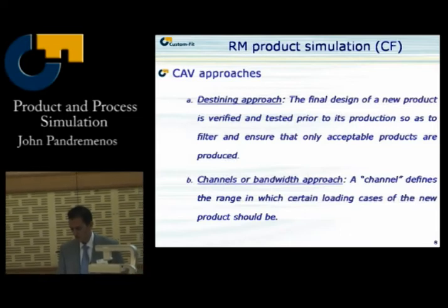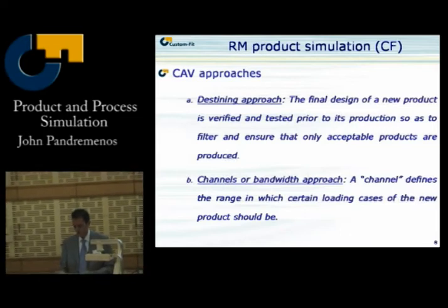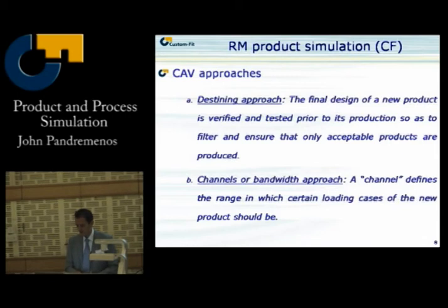The second approach, the challenge or bandwidth approach, defines the range in which certain loading cases of the new product should be. This means that the advantage of this approach is that it is not required for every single loading condition to check whether the product is correct, as we just check if the product is within some boundaries that we have defined, and this is sufficient.